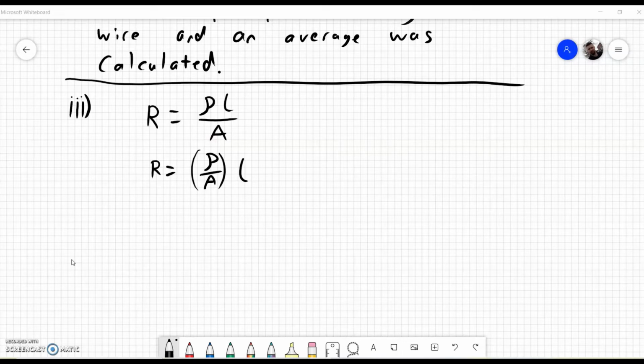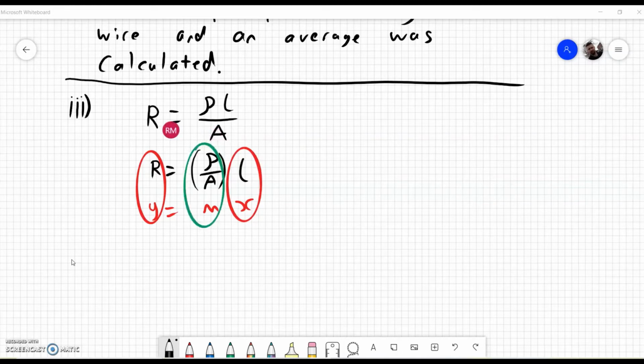Sorry, the rho and the A. So if I model this as y equals mx, which would be a straight line graph through the origin, mathematical equation, if I put resistance on my y-axis and length on my x-axis, then my slope is equal to rho over A. So my slope is equal to rho divided by A.